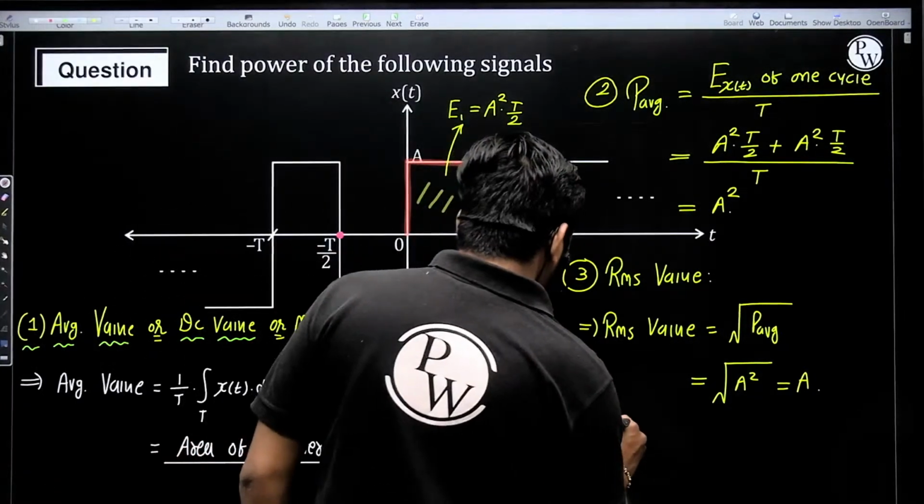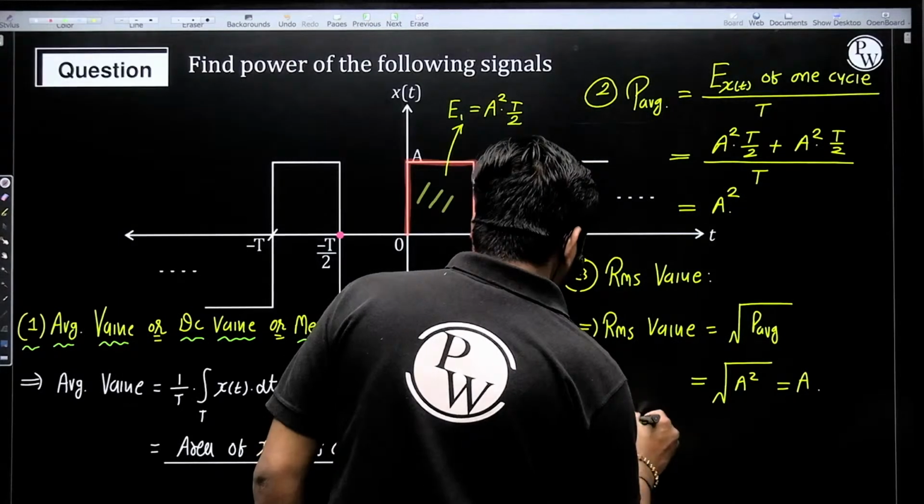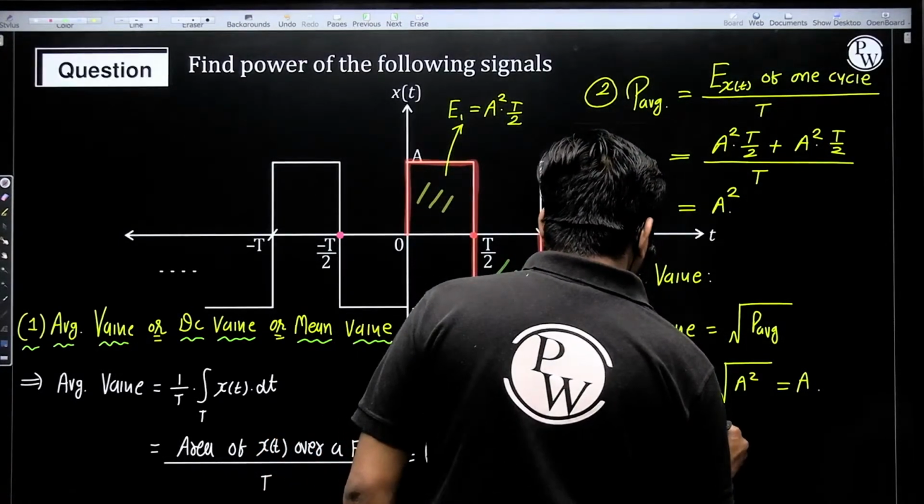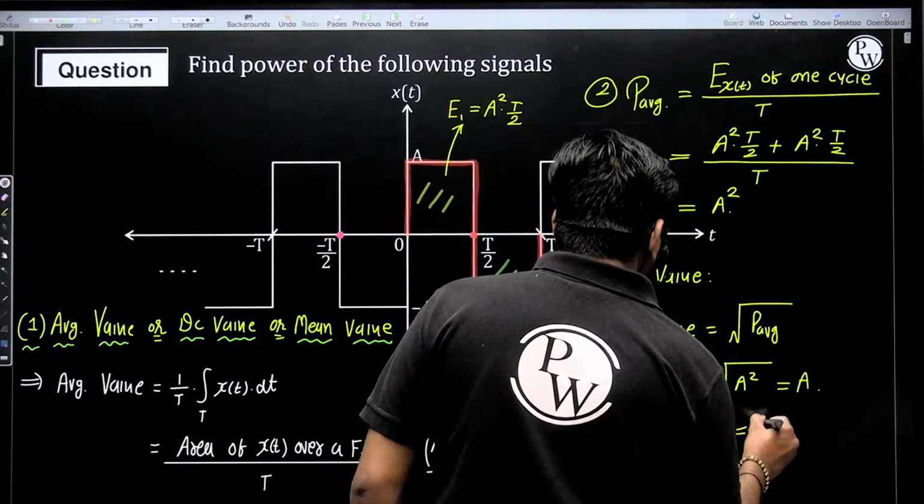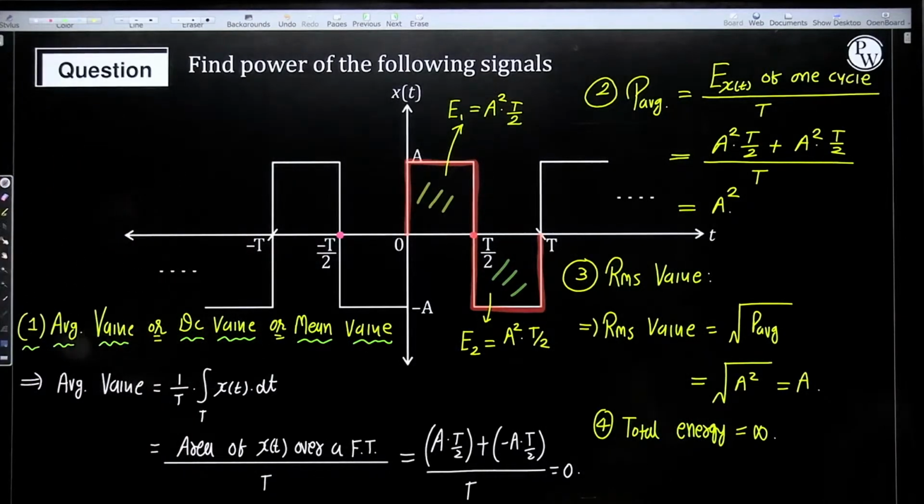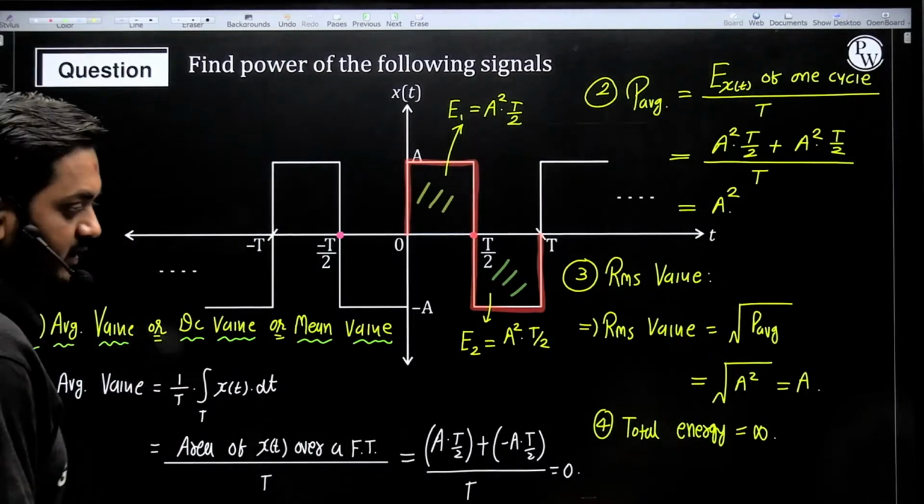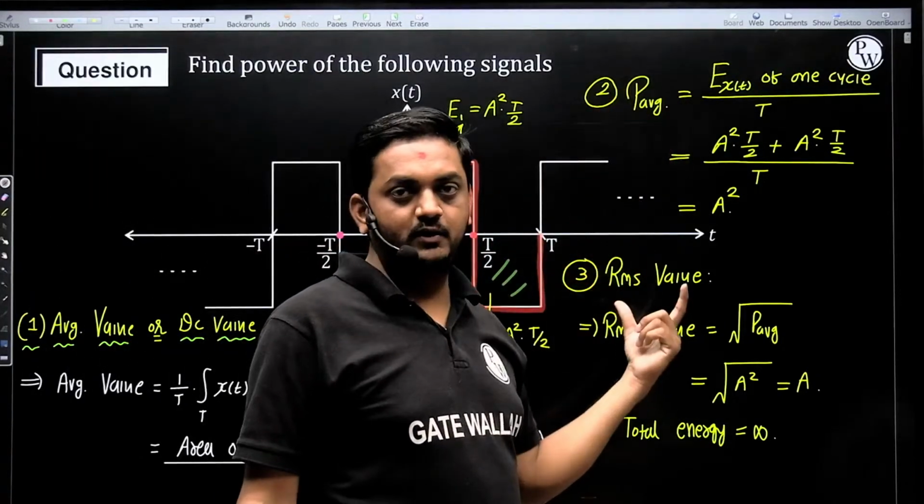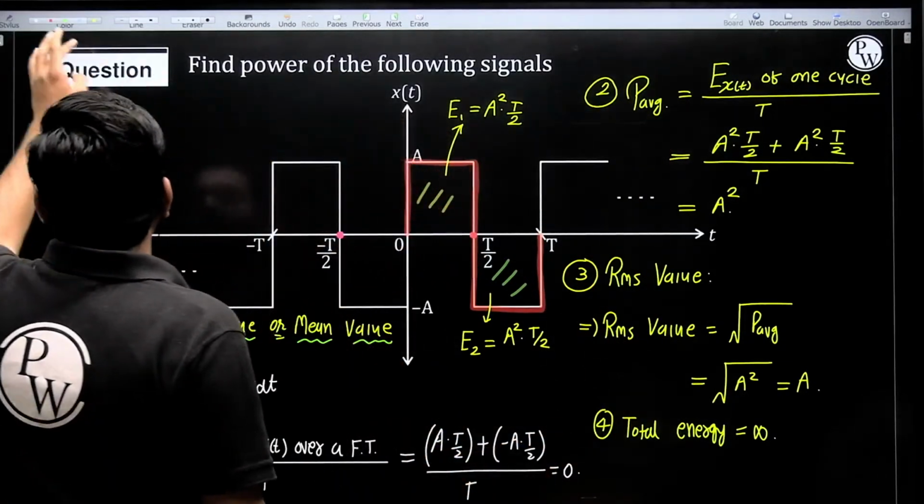So number 4, total energy. What is the total energy? Infinite, guys. Clear? Okay. So in this way we can calculate the average value or DC or mean value, average power, RMS value, and the total energy of the periodic signal.